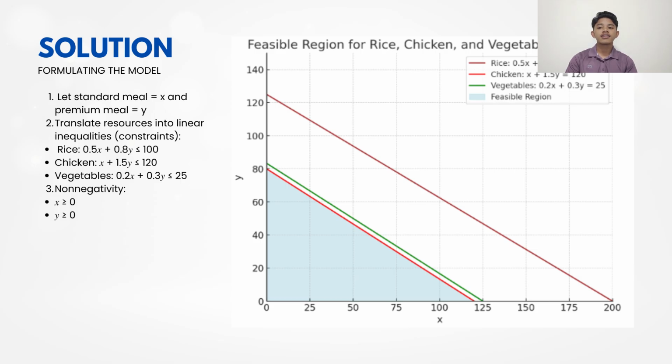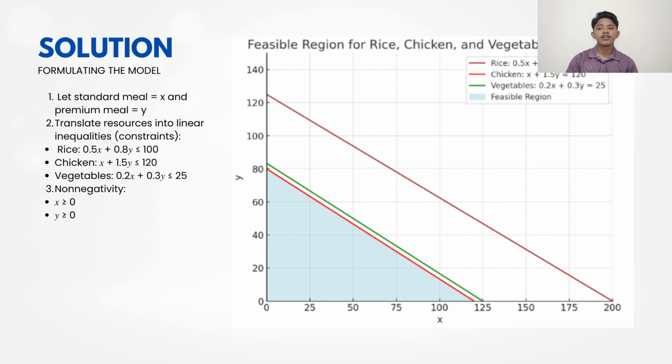0.5x plus 0.8y will be less than or equal to 100. For the chicken, we have 1 piece of chicken for the standard meal and 1.5 pieces of chicken for the premium meal. So our linear inequality will be x plus 1.5y less than or equal to 120.